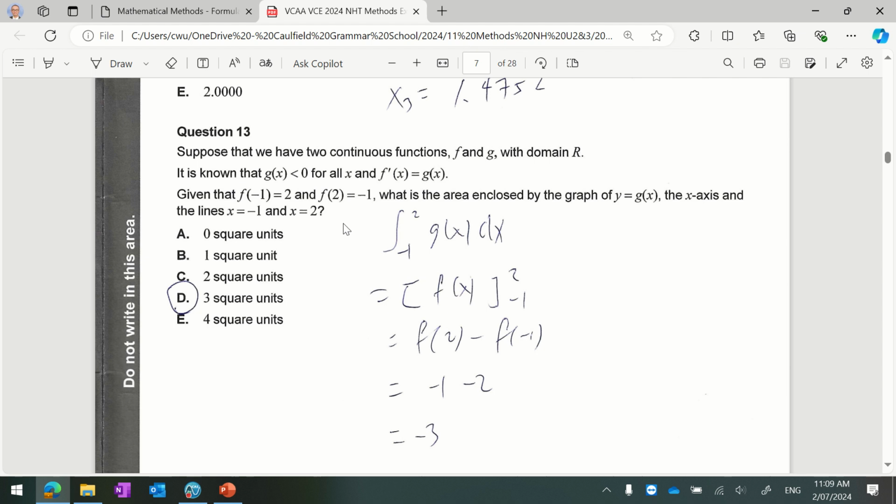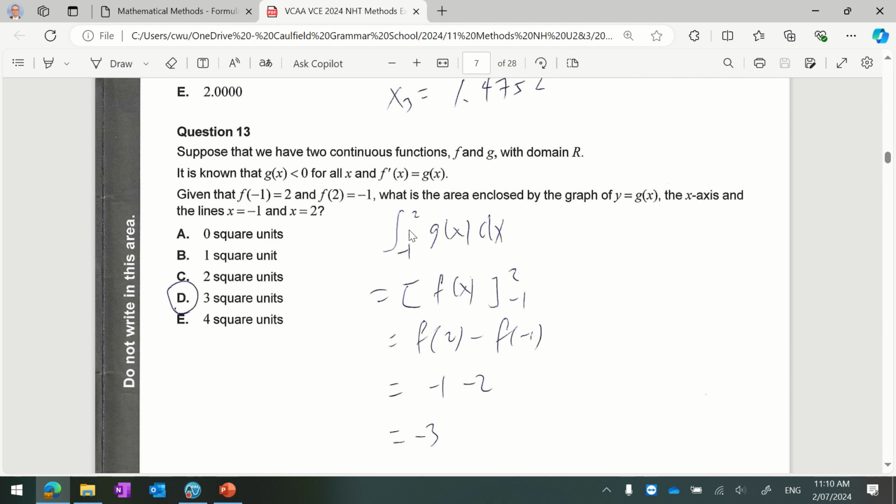So if we just do it, the area is the integration from -1 to 2 of g. Well, from this information here, we know that if you anti-diff g, you're going to get f, so f is here. And then we sub 2 in minus sub -1 in. Of course, we have this information also: f(2) is -1, f(-1) is 2, we also know that. And that will become -3.